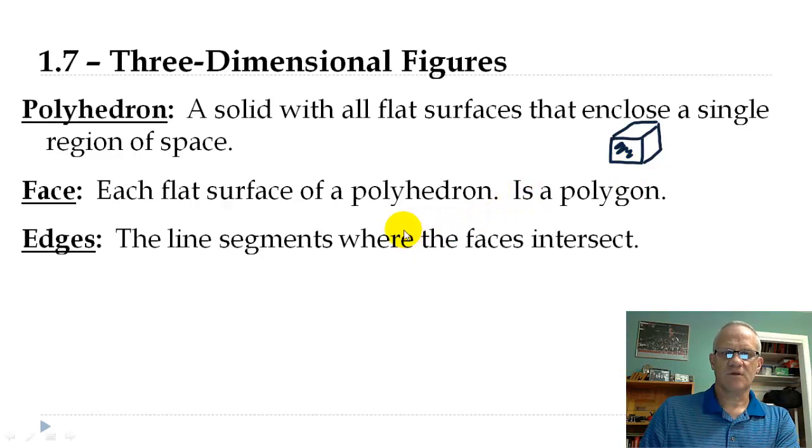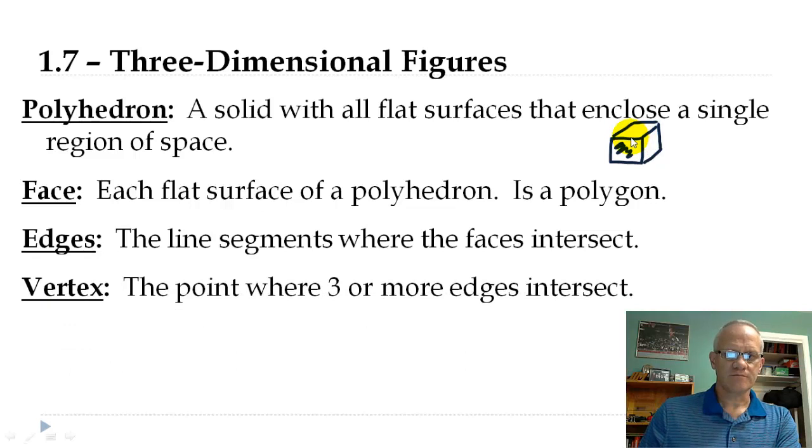The edges are the line segments where the faces intersect. So where we have two faces come together, it makes an edge. Like right here, this would be an edge, or right here, or right here. Any place where it's a straight line and two faces come together. It has to be a straight line though. We'll talk about if stuff is curved in a second.